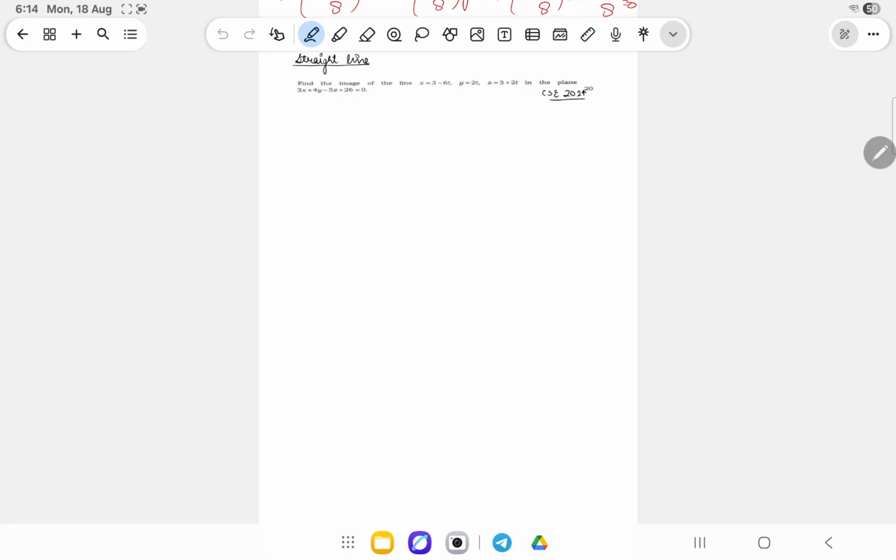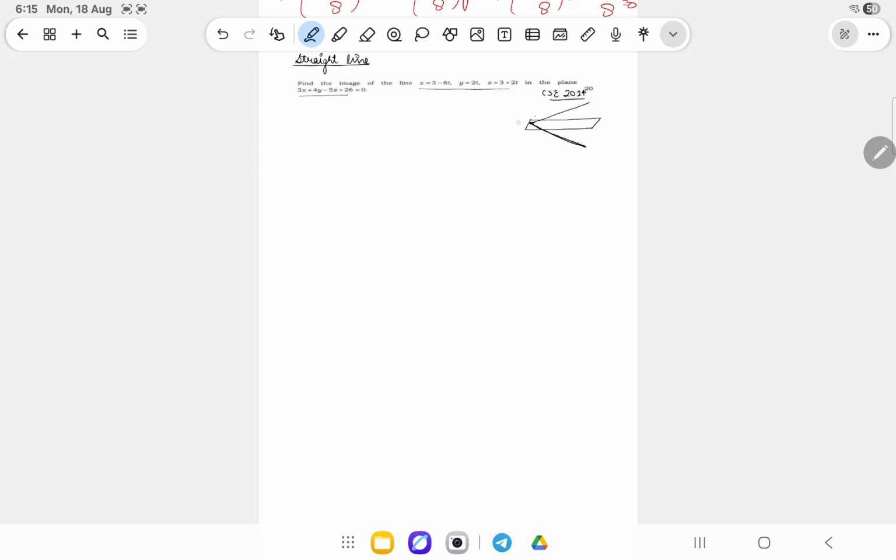Question number 1, which was asked in the recent paper, is that we are supposed to find the image of this line in this plane. First let us see graphically what we are supposed to find and then we'll move ahead. If this is my given plane and this is my given line, I am supposed to find the image of this line with respect to this plane. If I assume this to be my mirror, then this will be the image of the given line.